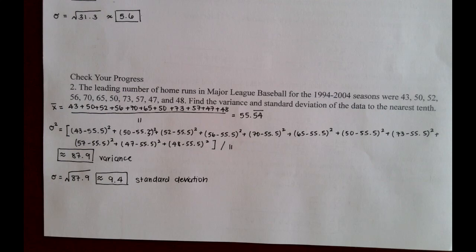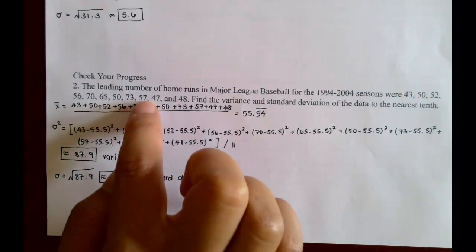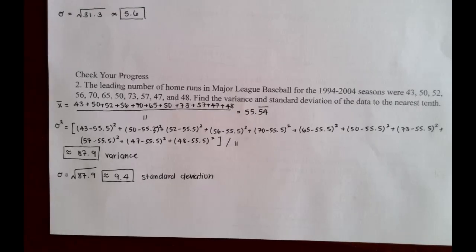Okay? So I highly suggest, instead of even using your scientific calculator, I would probably use Desmos, their scientific calculator. That might make it a little bit easier. Okay, so again, remember that variance and standard deviation measure how far your values are from the mean, from the average. So I would start by finding the average. We add up all our numbers and divide by how many numbers we have: 43, 50, 52, 56, 70, 65, 50, 73, 57, 47, 48, all added together, divided by 11. Okay. This gives you 55.54, and the 54 just repeats.